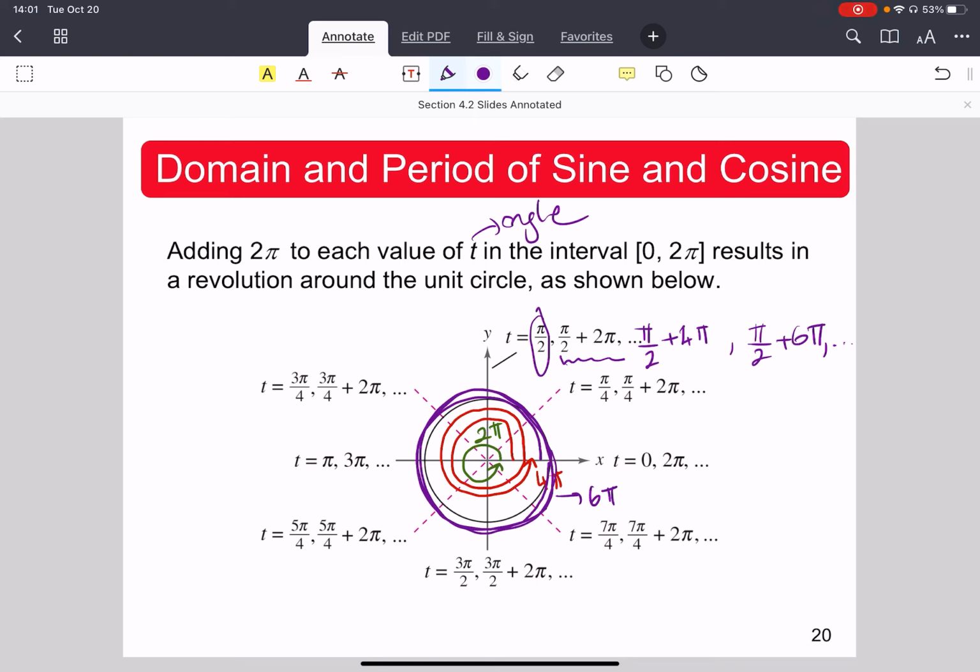So for instance, for the angle 3 pi over 2, I could do the same thing. I could have 3 pi over 2, or I could have one full rotation and come back to that same spot and do that again and do that again. So it's always possible.